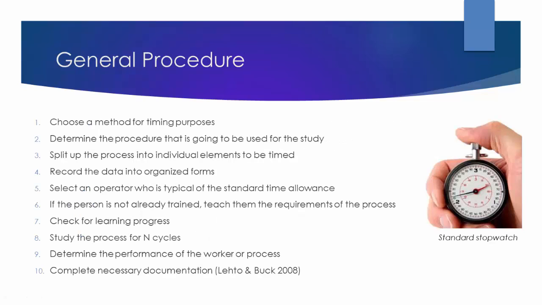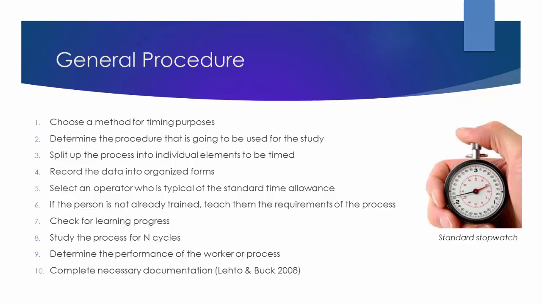So let's just go over a general procedure that is pretty standard for determining how to perform a time study. And it is noted by Letto and Buck in their book Introduction to Human Factors in Ergonomics for Engineers. And they list these 10 steps. The first step is to choose a method for timing purposes. And you could time a process continuously, or you could also, which is the third bullet point, split the process up into individual elements that need to be timed.